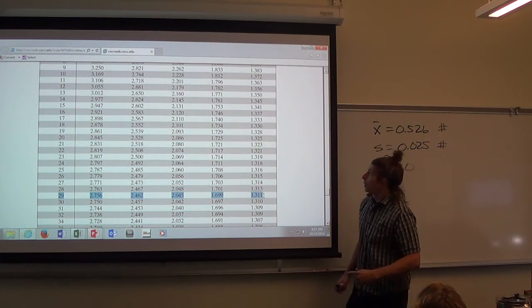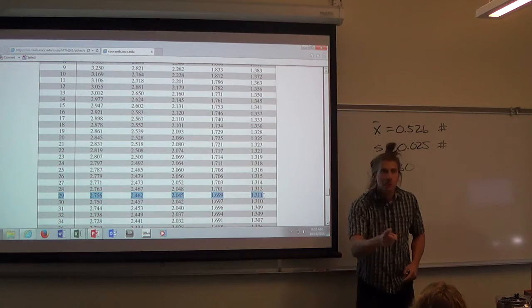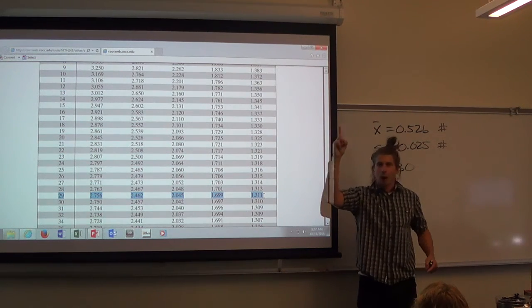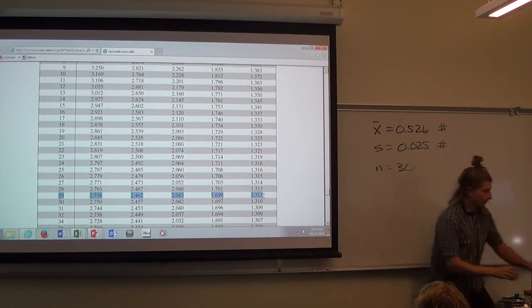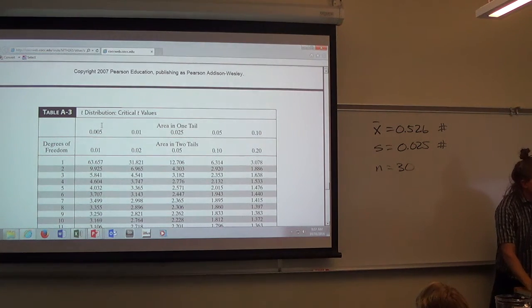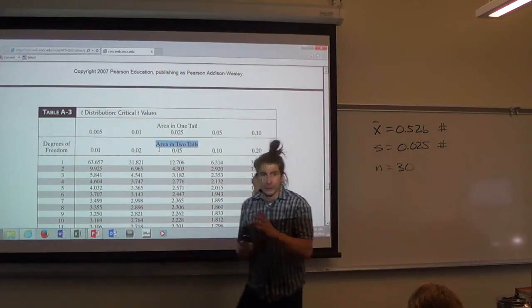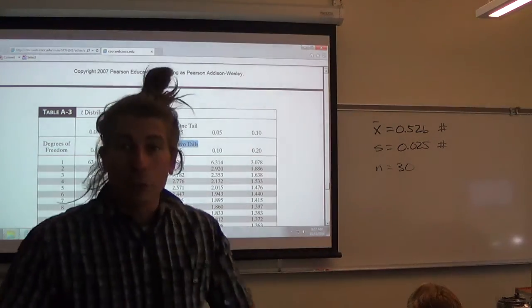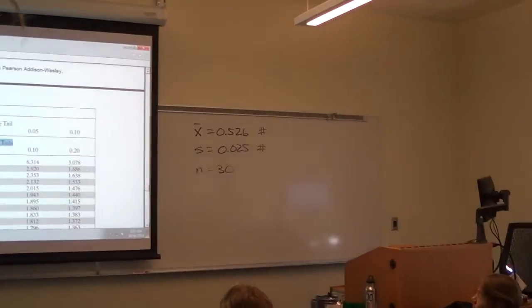Up at the top. Oh, you look at the top? Good. Elizabeth is going, wait a minute, there are some column names. Why do we have 5 columns? Let's go ahead and look. If you go up here, for now please ignore this area in one tail, because that doesn't make any sense for us yet. It will make sense soon. Area in two tails: this is a little bit cryptic because it's a little bit old school, but what they're telling you to do is draw a symmetric curve.